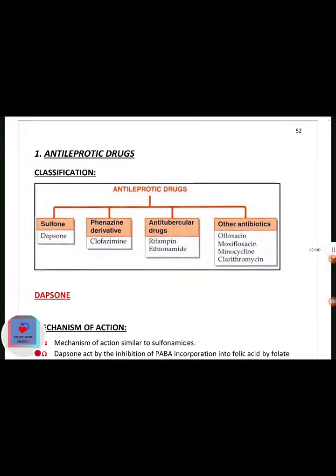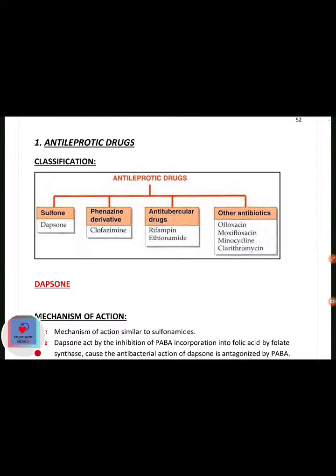Okay, I'll ask her to tell me a trick to remember the classification of anti-leprotic drugs.